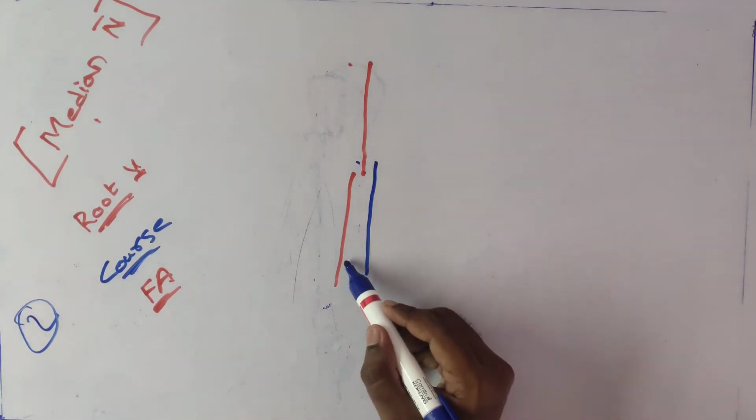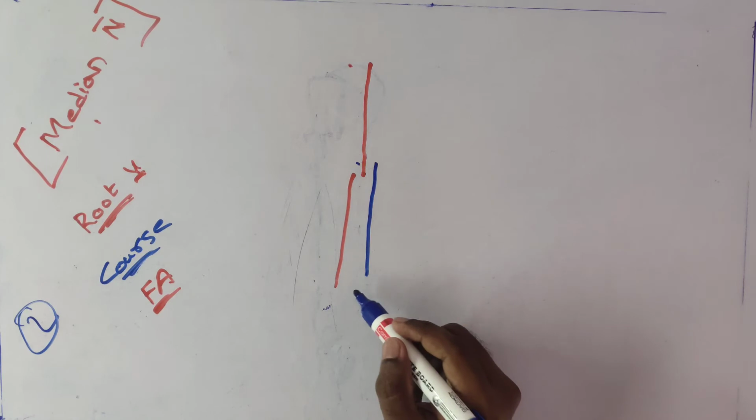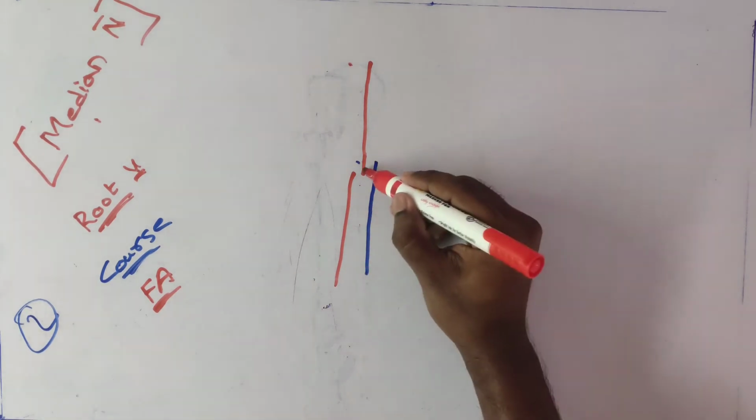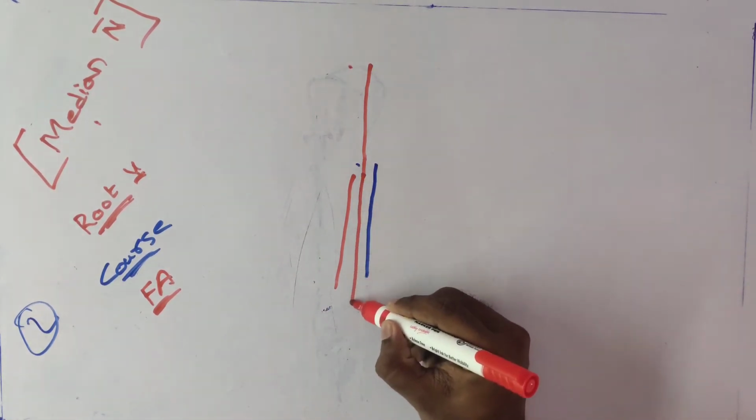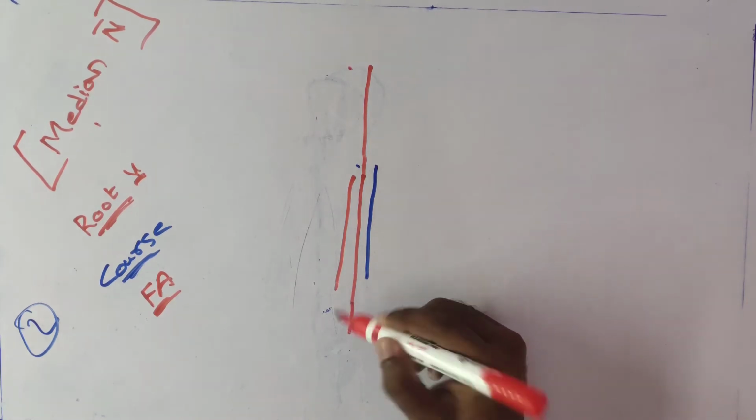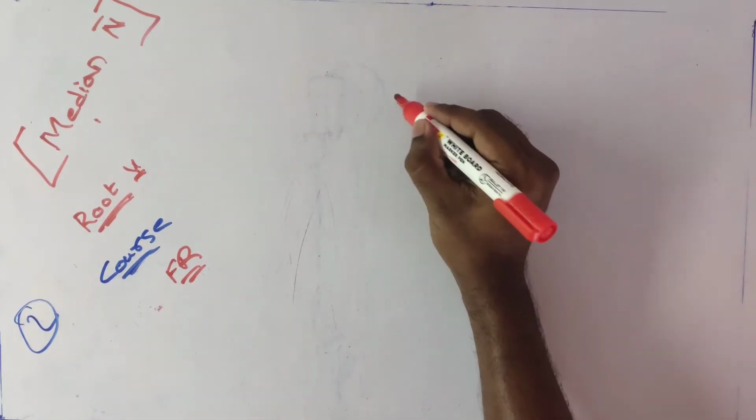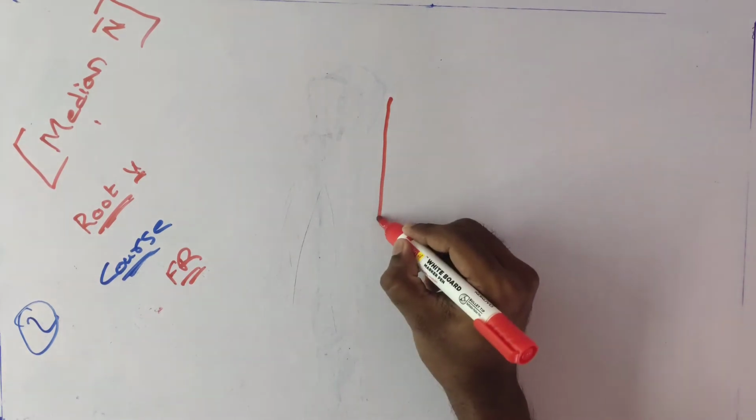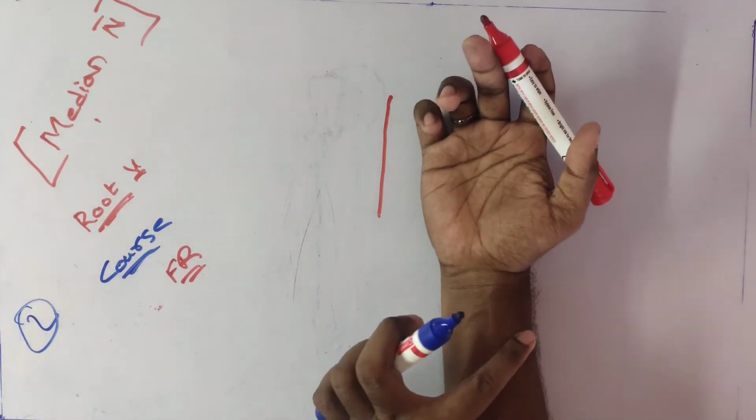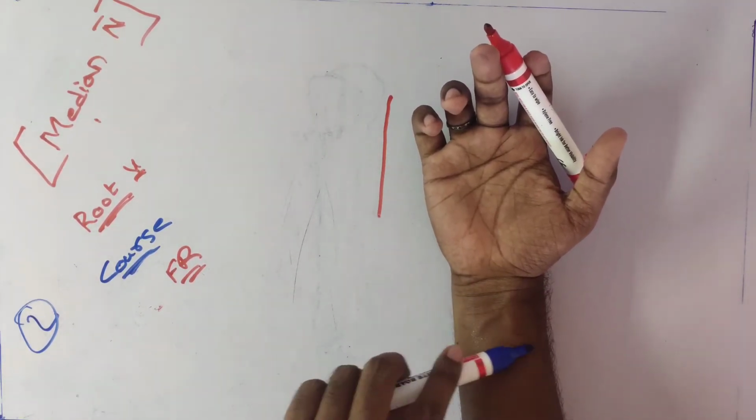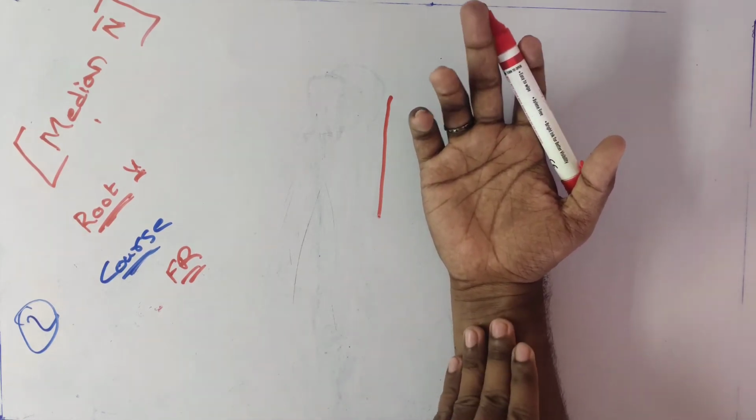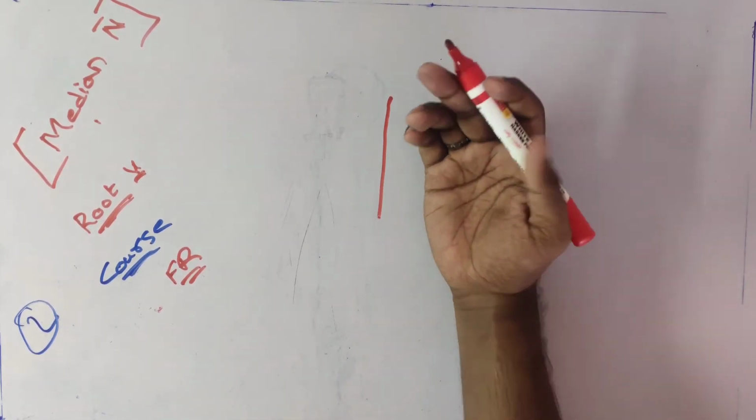Next, at last it lies deep and lateral to palmaris longus. Next, coming to the flexor retinaculum. In the flexor retinaculum, this median nerve lies deep to the flexor retinaculum. That means here is the flexor retinaculum. This part is the flexor retinaculum, and the nerve is present deep to this flexor retinaculum.